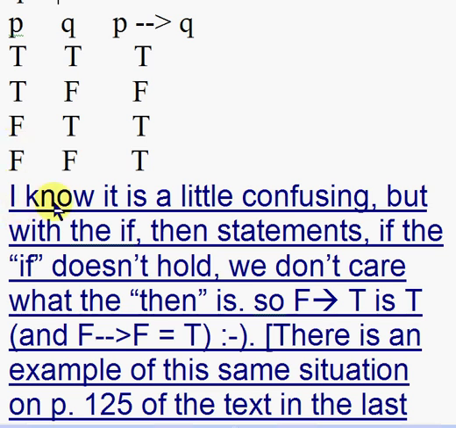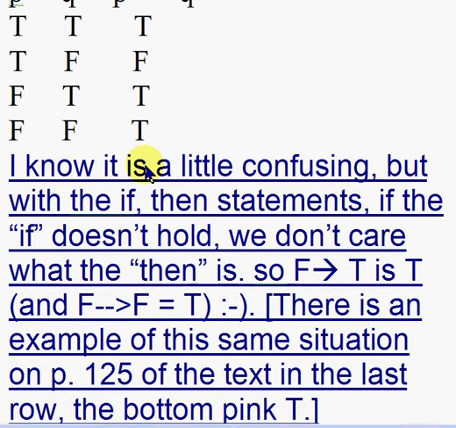What happens when P is false? I know it is a little confusing, but with the if-then statements, if the if doesn't hold, we just don't care what the then is. So false implies true is true, and false implies false is true. This is because the if part wasn't in place, so the then part doesn't have to hold. If it does, okay. If it doesn't, okay. So when P is false and Q is true, P implies Q is true. And when P is false and Q is false, then P implies Q is also true.